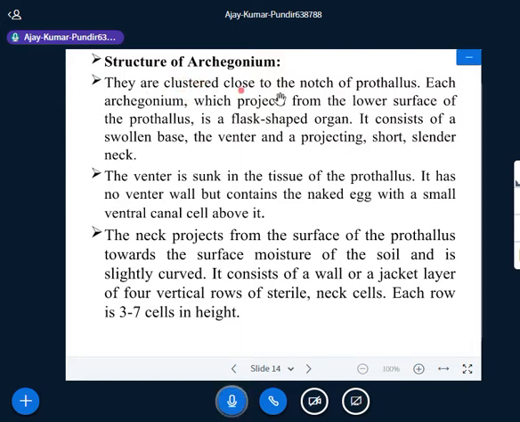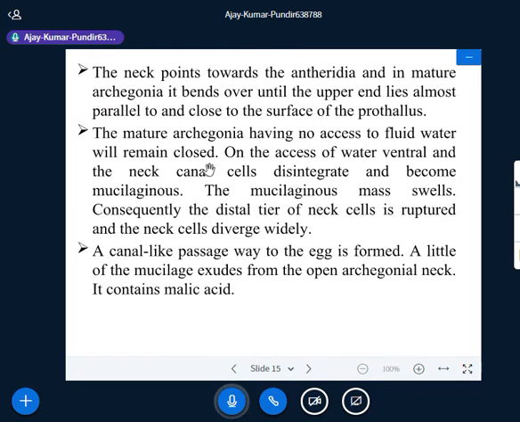They are clustered close to the notch of prothallus. Each archegonium, which projects from the lower surface of the prothallus, is a flask-shaped structure. It is made of a swollen base, venter, and a short neck canal cell. I have discussed with you. The neck projects from the surface of the prothallus toward the surface moisture of the soil, and it is slightly covered. It is made of jacket cells and neck canal cells. ये सब मैंने आपको बता दिया ढंग से.